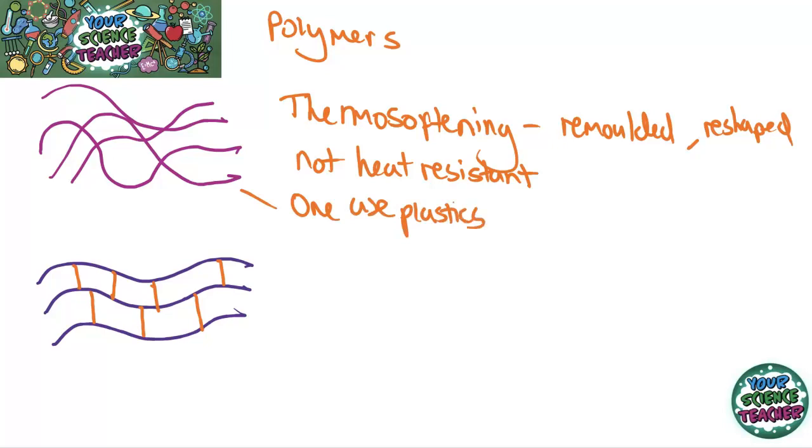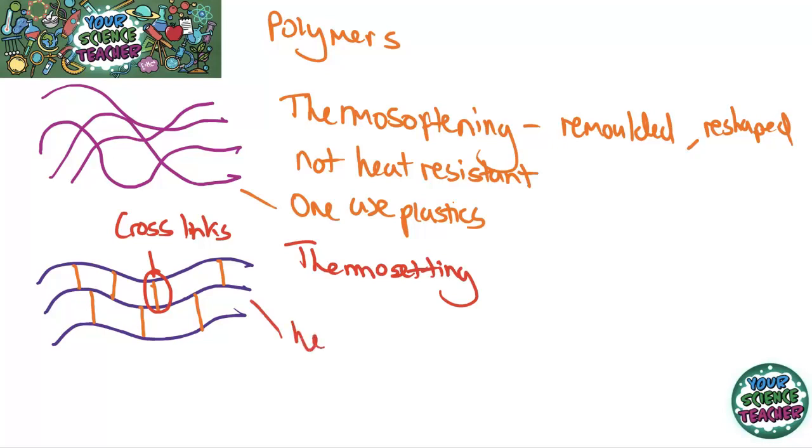The other type of polymer are called thermosetting polymers, and the key difference between these and thermosoftening polymers is that thermosetting polymers have links between their chains. These are called crosslinks. And these are strong covalent bonds that hold the layers together. And these make these polymers incredibly heat resistant and also much stronger. These are often used in building materials.